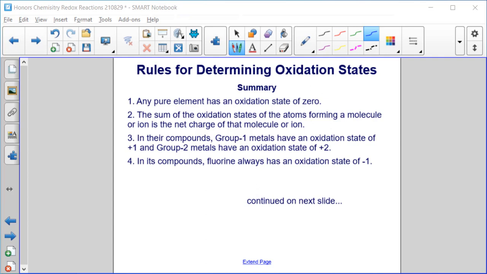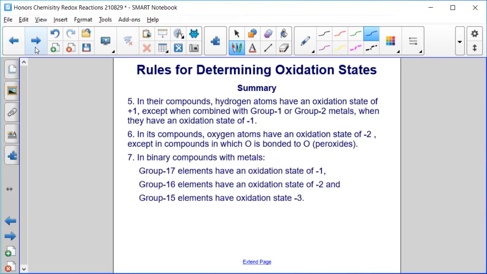All right, here's a summary of the rules for determining oxidation states. 1, any pure element has an oxidation state of 0. 2, the sum of the oxidation states of the atoms forming a molecule or ion is the net charge of that molecule or ion. 3, in their compounds, group 1 metals have an oxidation state of +1, and group 2 metals have an oxidation state of +2. 4, in its compounds, fluorine always has an oxidation state of -1. 5, in their compounds, hydrogen atoms have an oxidation state of +1, except when combined with group 1 or group 2 metals. In that case, they have an oxidation state of -1.